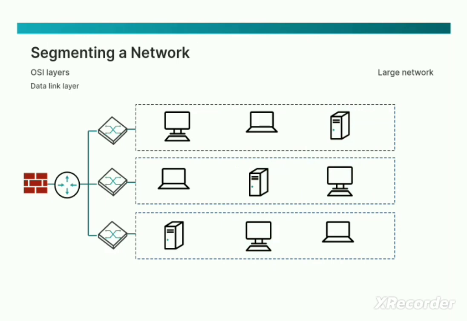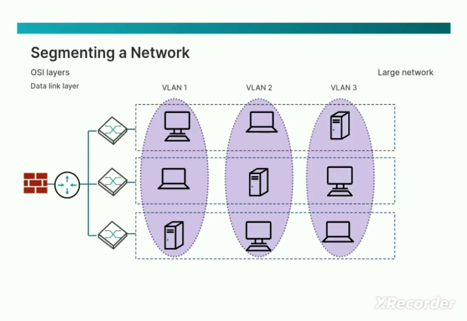At the data link layer, a logical segmentation approach is deployed using virtual local area networks, VLANs. VLANs provide a way for groups of devices to communicate with one another through switches, as if they were on the same wire.